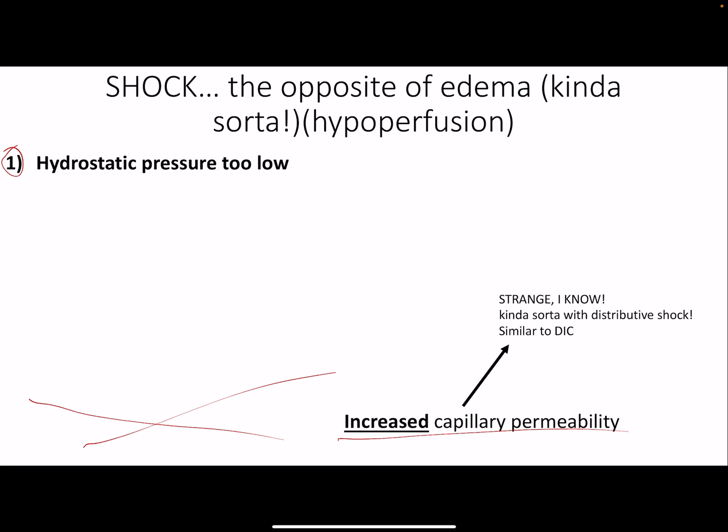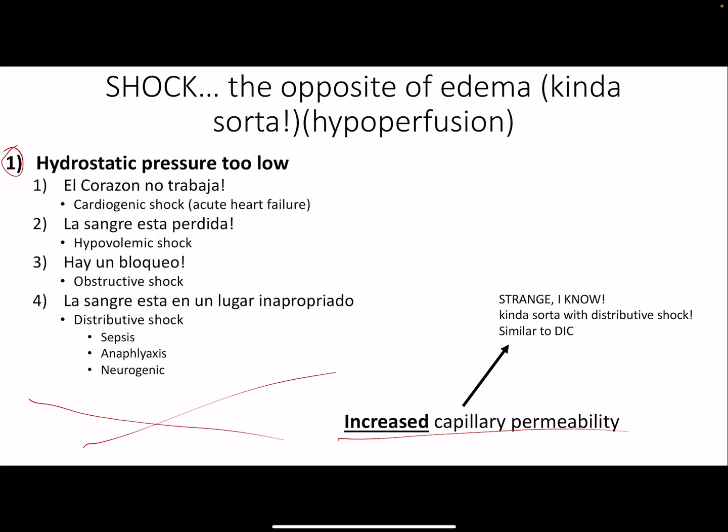So hydrostatic pressure too low, what could contribute to that? The heart does not work. That's cardiogenic shock. If there's just no blood, it's missing, this is hypovolemic shock. If there's an obstruction, if there's a block, this is going to be obstructive shock. And if the blood's in a weird, inappropriate place, whether it's distributed to the non-vital organs or it's distributed to the interstitial fluid when we want it to remain in the plasma, this is kind of what I meant when I said that there's a DIC. This is distributive shock, of which there are three subtypes: sepsis, anaphylaxis, and neurogenic shock.